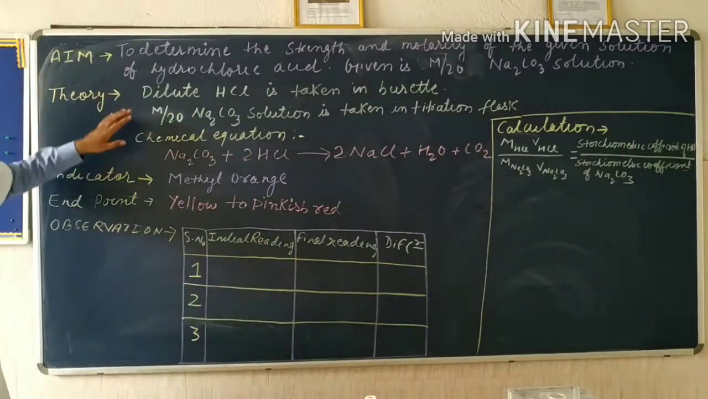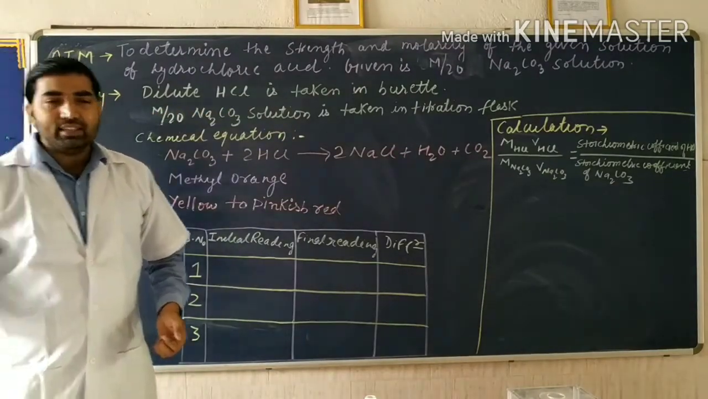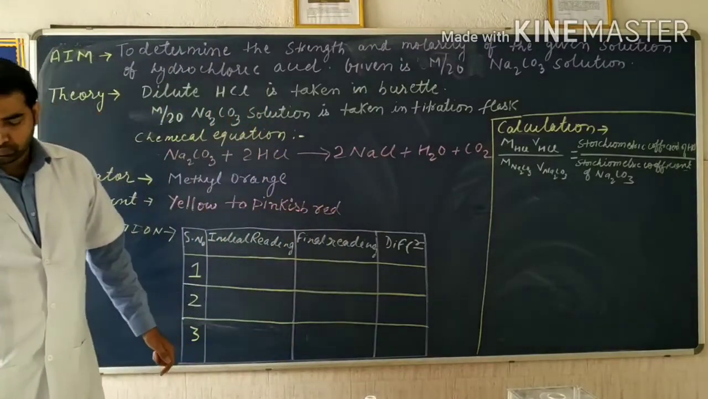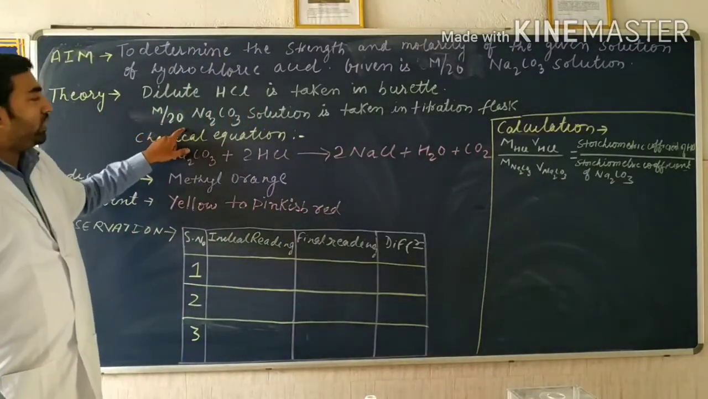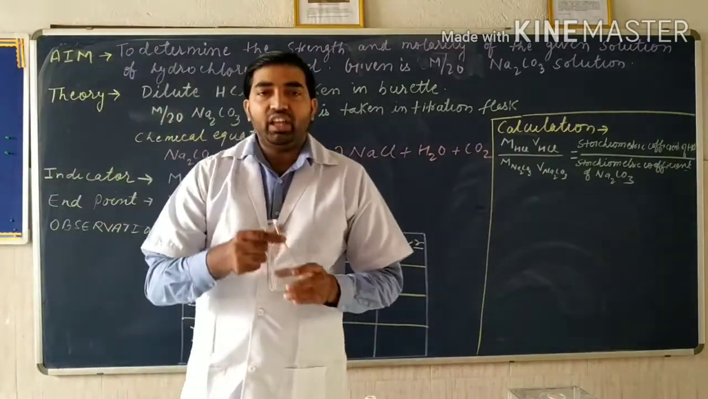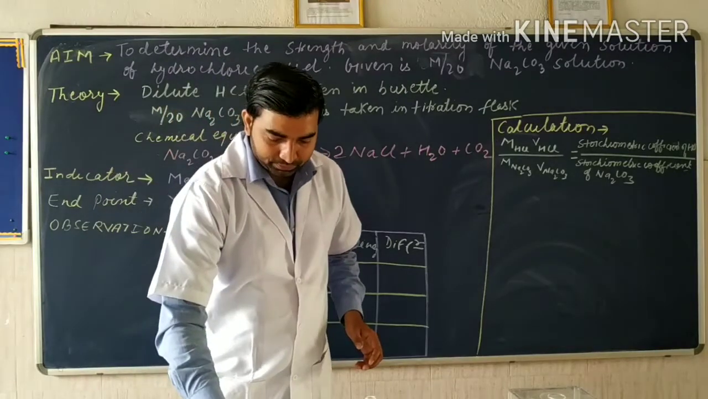See, dilute HCl is taken in the burette. Dilute HCl solution is taken in this burette. M by 20 Na2CO3 solution is taken in titration flask. We take Na2CO3 solution in this titration flask.